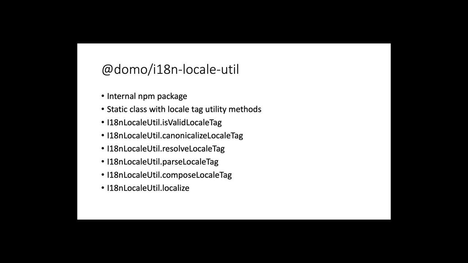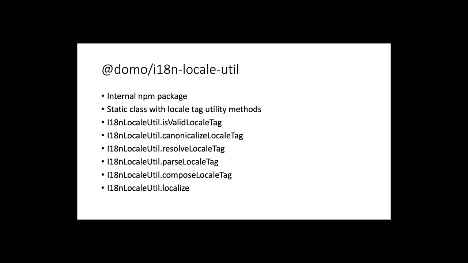The utility uses BCP47JS for locale tag parsing. It's bundled into the package, but it can also compose a valid canonical locale tag from an object of the type BCP47JS produces. Finally, the utility includes a localize method that can insert a supplied BCP47 tag, or any of its subtags, into a string using placeholders like locale or language.